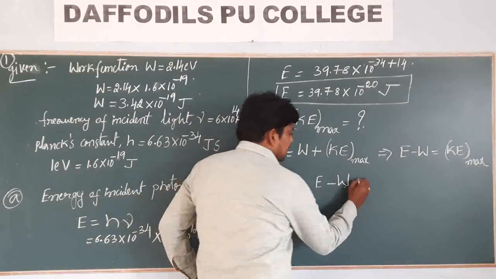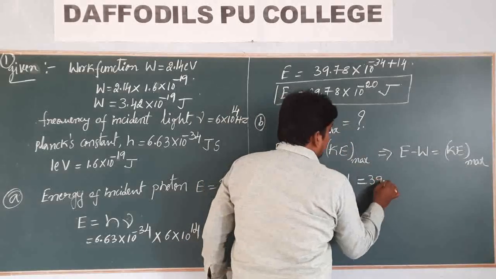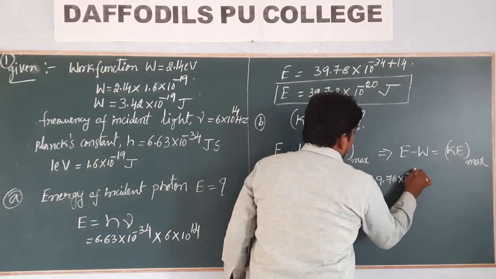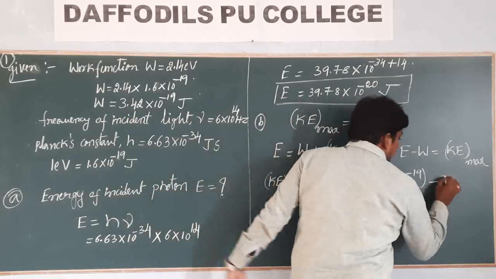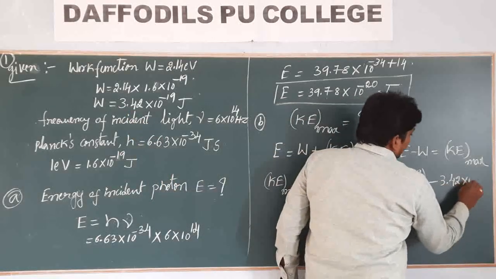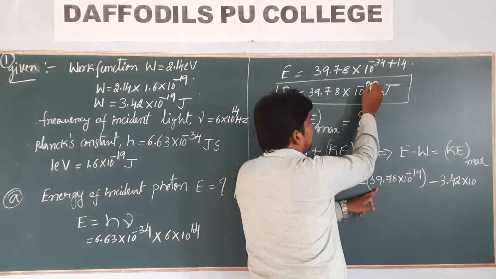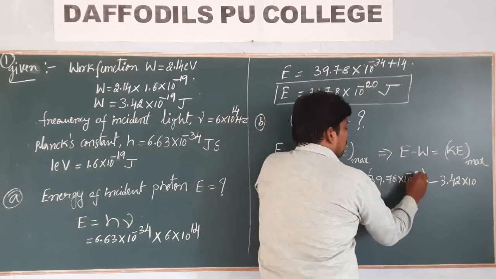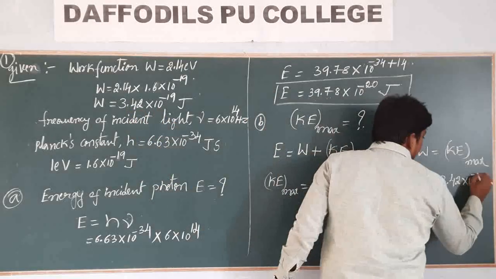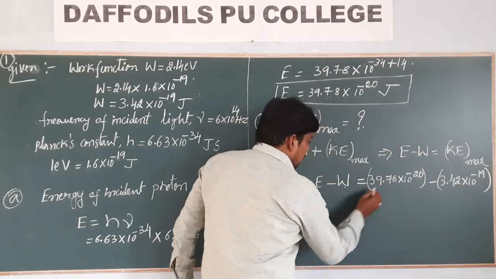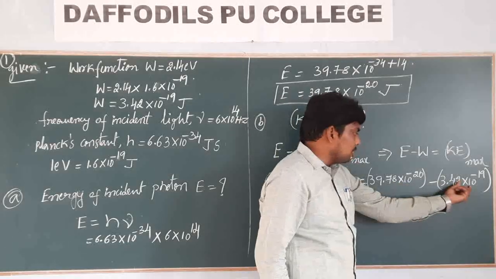Substitute these two. Energy of the incident photon is equal to 39.78 into 10 to the power minus 19 minus work function value, 3.42 into 10 to the power minus 19. I think energy value, what is energy value? 39.78 into 10 to the power minus 20. Next work function is equal to what? 3.42 into 10 to the power minus 19. Now observe this one. Here the power is 10 to the power minus 20. Here the power is 10 to the power minus 19.